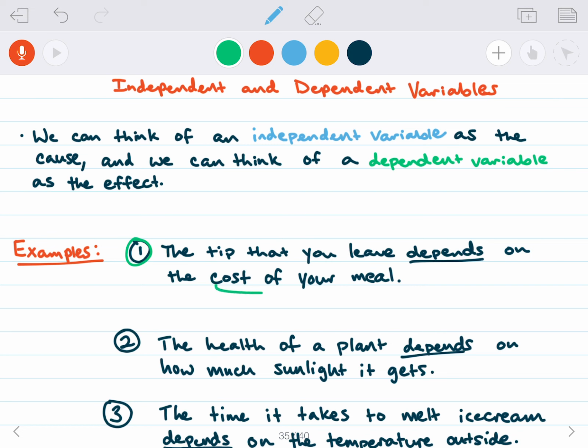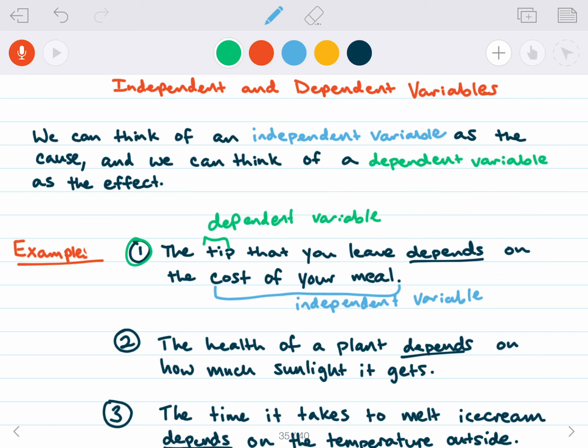So the cost of your meal in this case, and actually maybe I'll do this in blue to stay consistent, is the independent variable. And what depends on the cost of the meal? The tip. So the tip is going to be the dependent variable. So that is one way you can think about that.